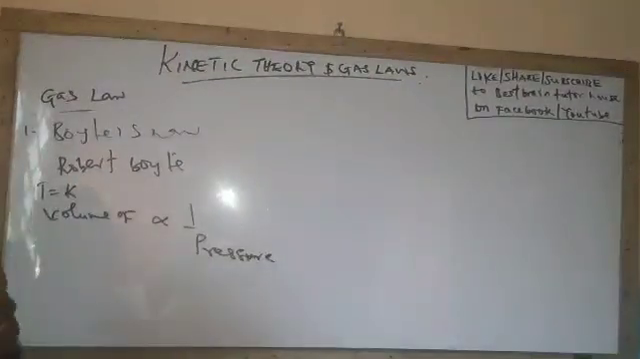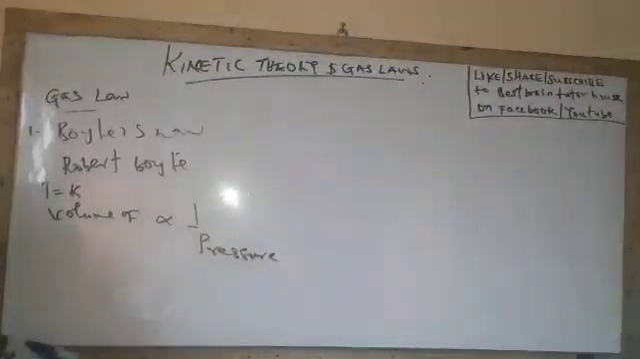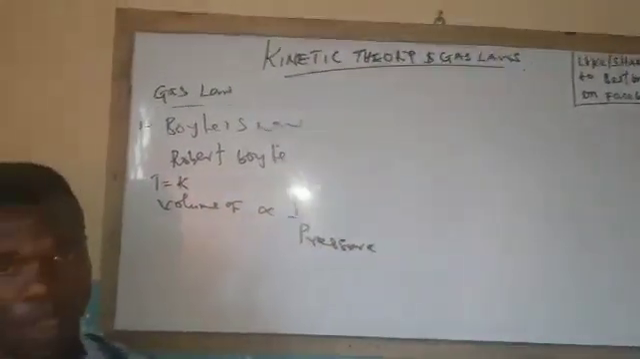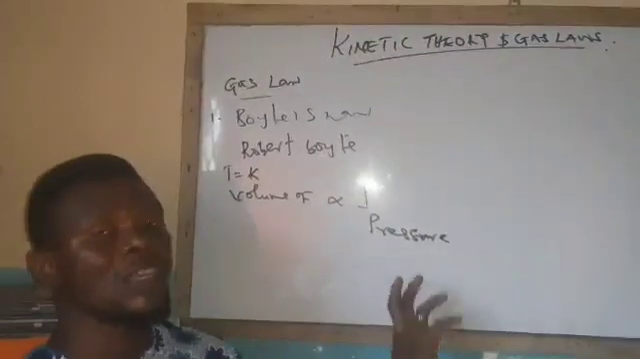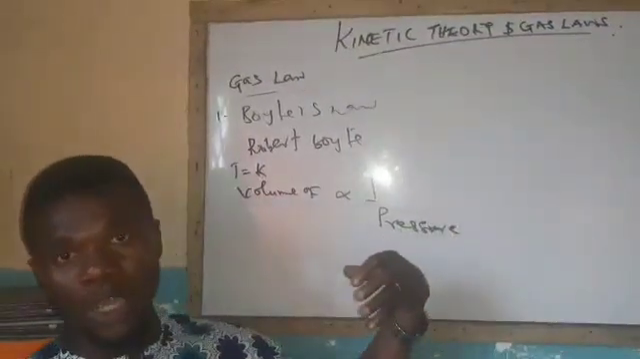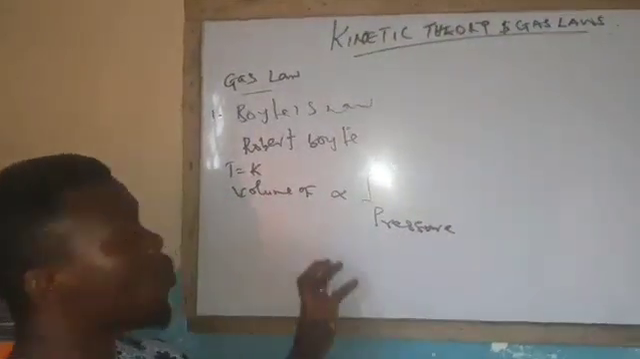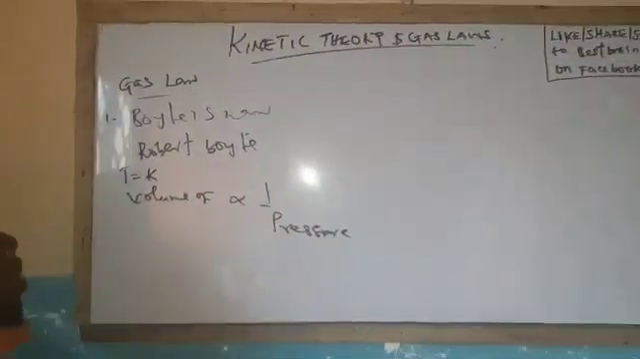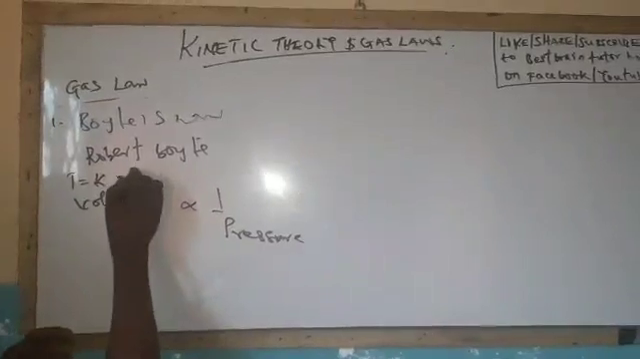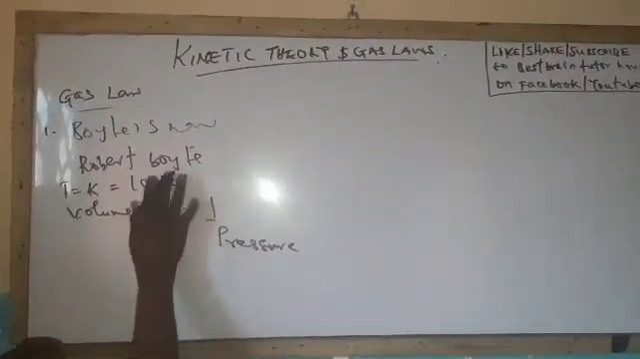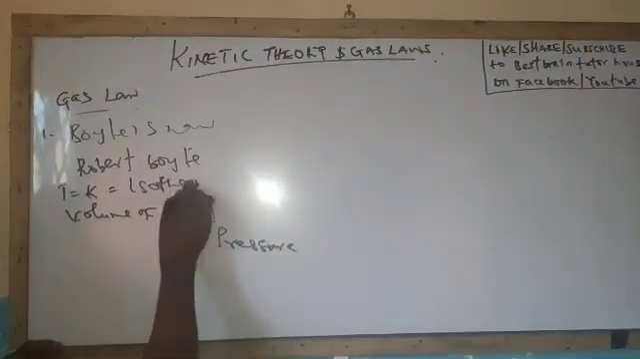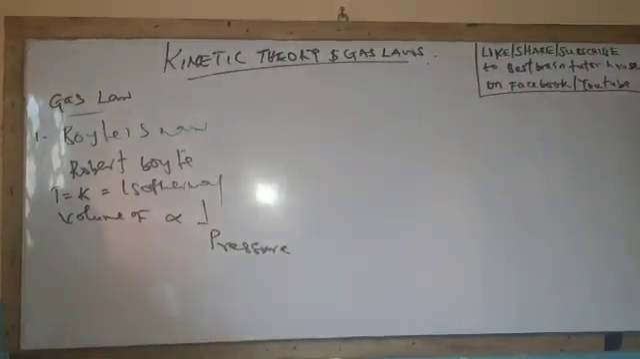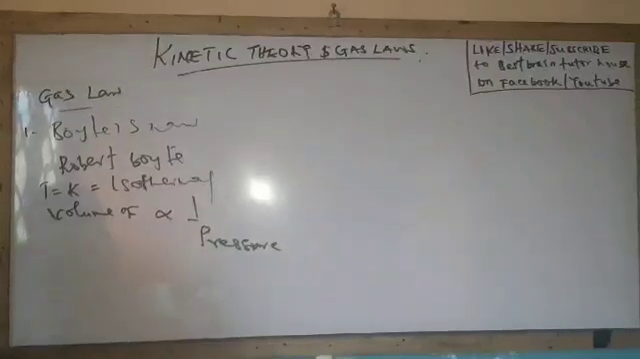What is it trying to say? That is, when the volume of a given mass of gas increases, the pressure will decrease. When the pressure of a given mass of gas increases, the volume will decrease. That is what Robert Boyle is trying to make us understand. At this point, temperature is constant, and we describe that as an isothermal condition, a condition in which temperature is constant.